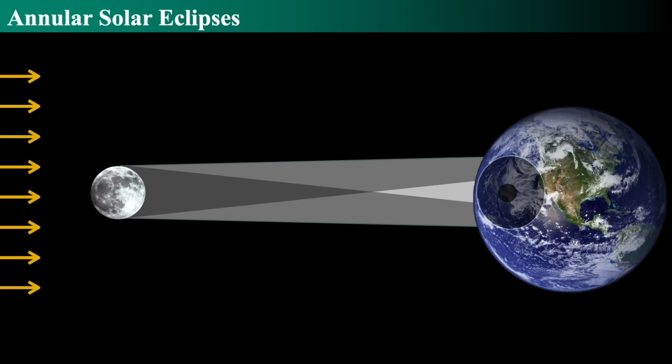That's because the moon's orbit is elliptical, and so sometimes it's farther and sometimes it's nearer. So the moon has to be at its closest point in its orbit in order to have a total solar eclipse. If it's at its farthest point in its orbit, then it will be an annular eclipse. So we have kind of three regions.